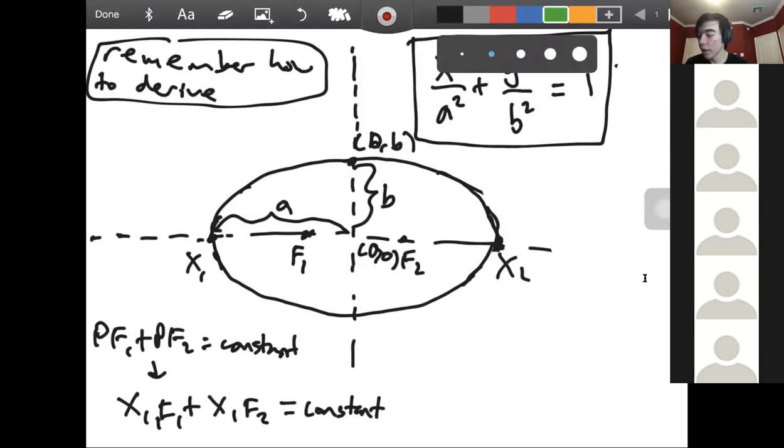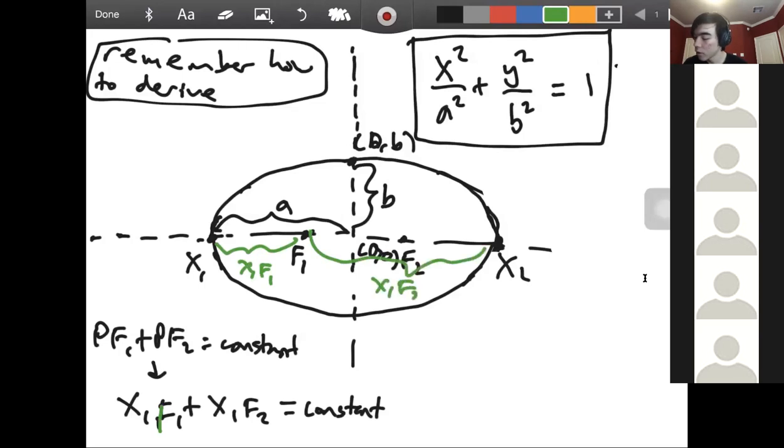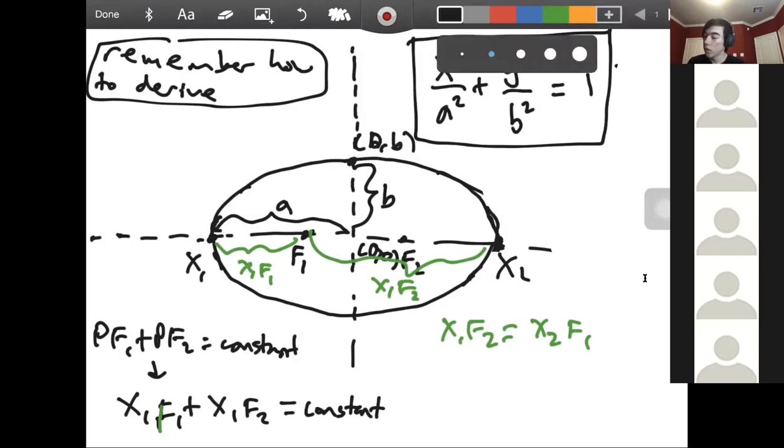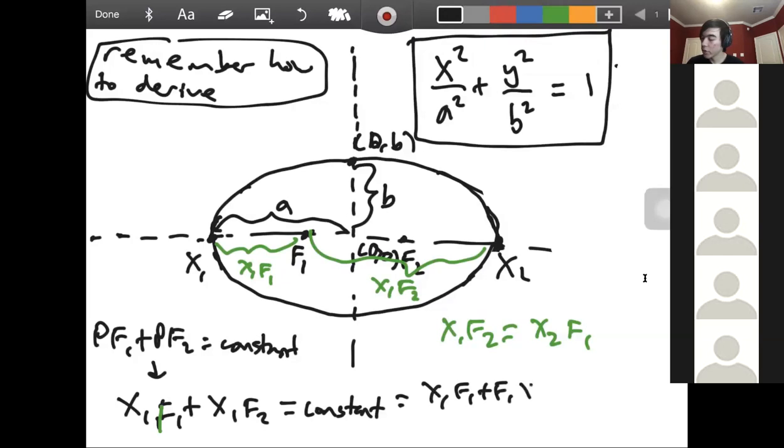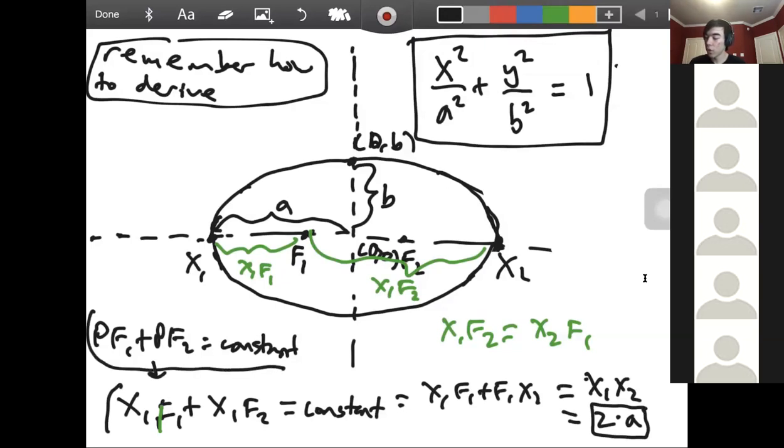But what is x1F1 and x1F2? Well, this is x1F1, but x1F2 we can actually put here, because x1F2 is equal to x2F1, just by symmetry. You can just reflect it to the other side. So therefore, this equals x1F1 plus F1x2, which is just x1x2, which is 2a. So the constant PF1 plus PF2 is always equal to 2 times a.